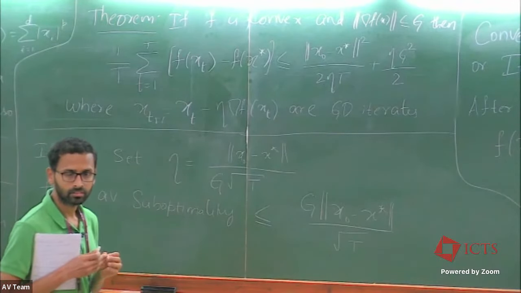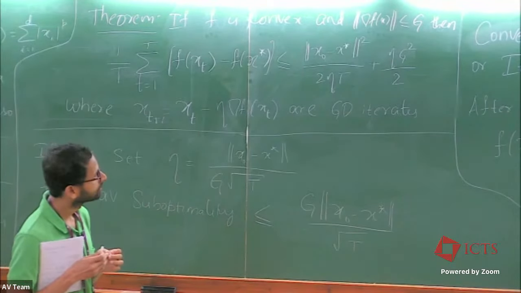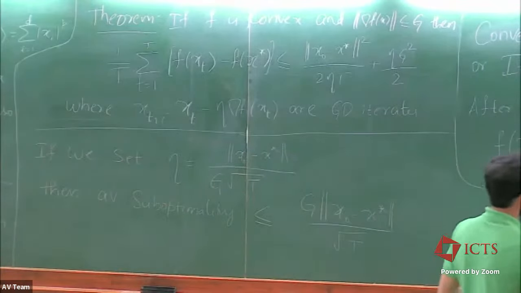Does the theorem imply that the time scale is 1 over t or 1 over t to some power? Yeah, so this basically implies that this is actually 1 over square root of t.